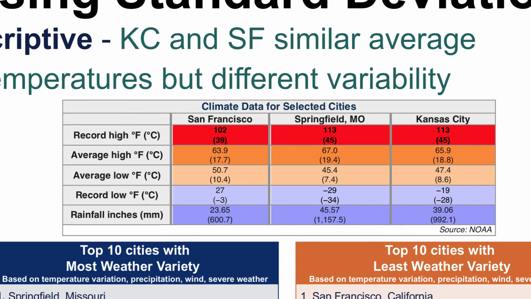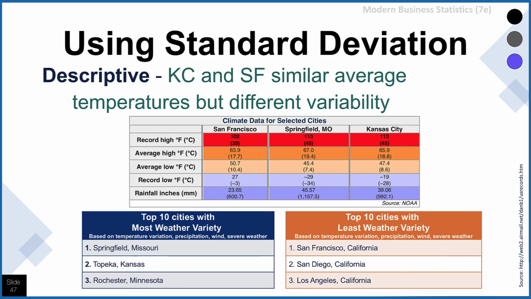And so if you knew nothing more than just the averages, you might be forgiven for thinking that the weather in San Francisco is very close to the weather in Kansas City. Two very similar weather patterns. But when we look at the variability in these two places, we see that Kansas City has much more variability in its weather than does San Francisco. In other words, any random day that you went to San Francisco, the temperatures are going to be pretty close to the average.